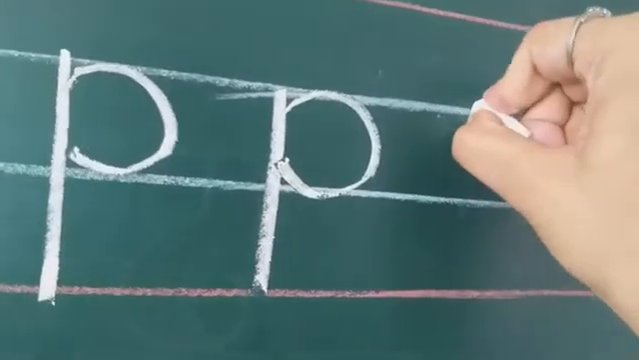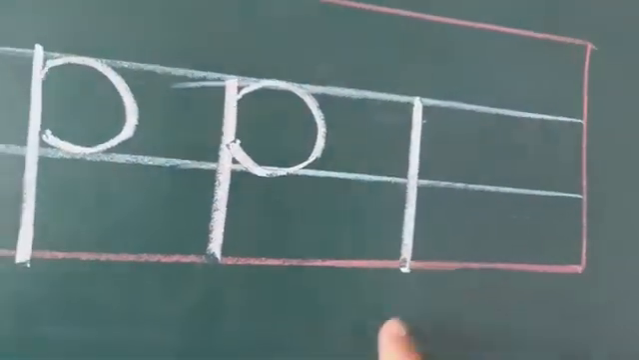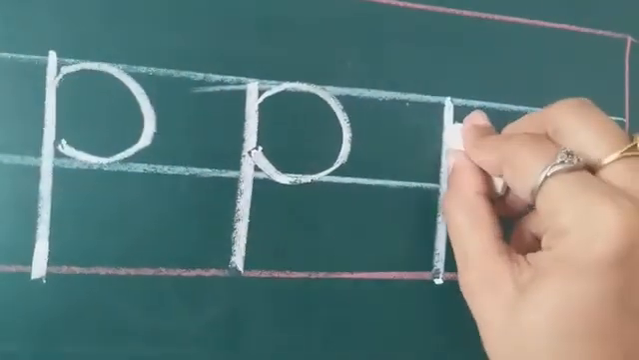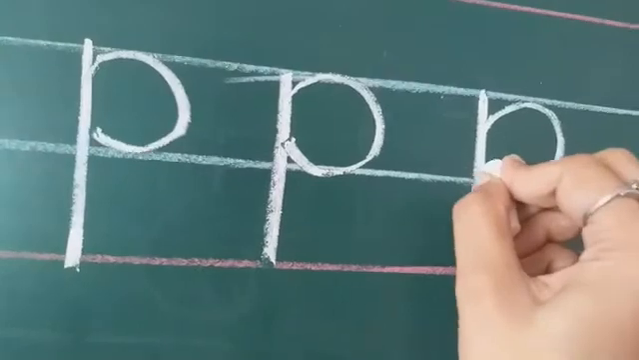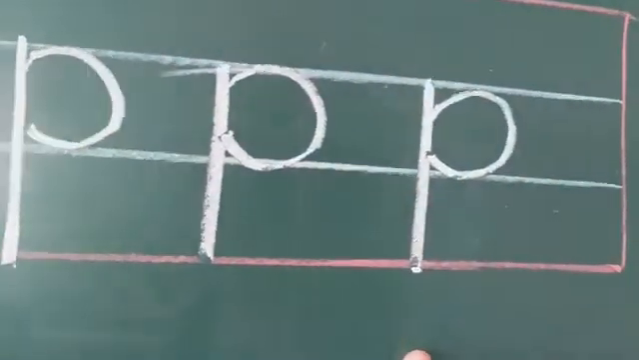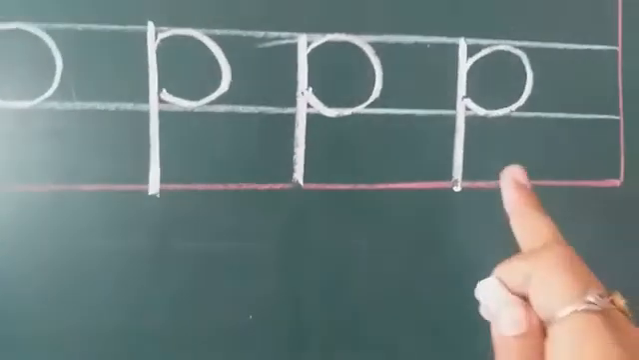Start with the first blue line and finish with the second red line, standing line, and then touch with the first blue line and again touch with the second blue line, half circle. It makes small letter P. P for panda. P for parrot.